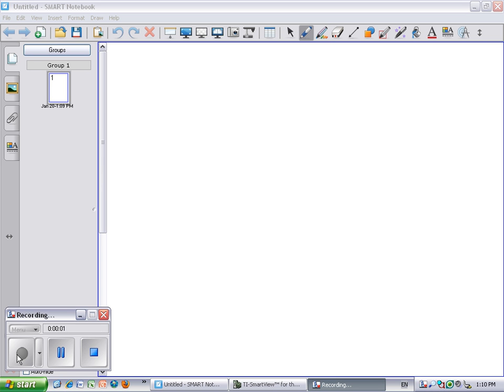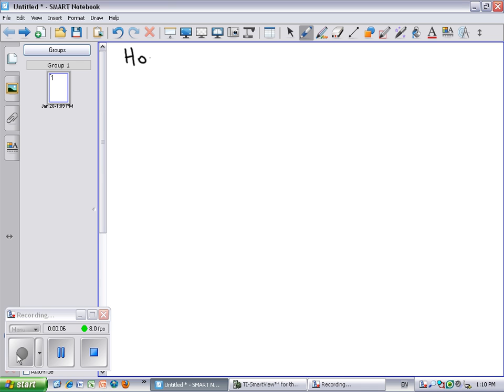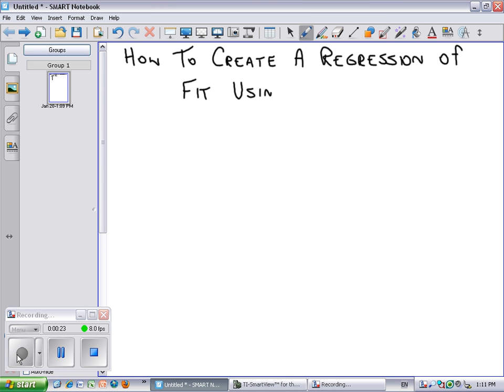Okay, I'm going to go through how to create a regression of fit using a graphing calculator. All right, we have a set of data that we need to input into a calculator, so I'm just going to make up quickly a set of data.